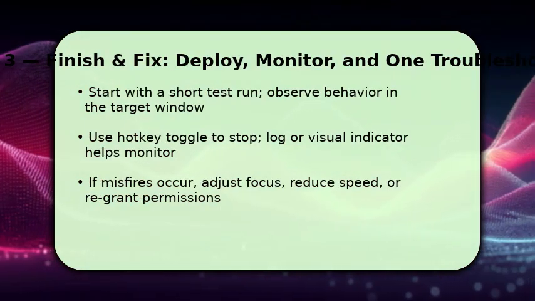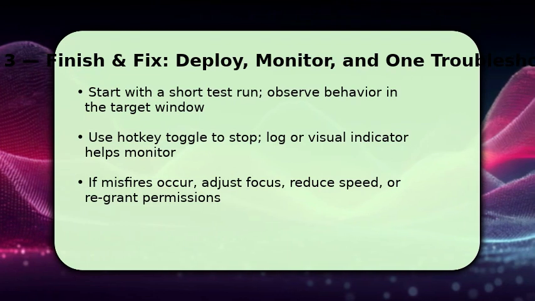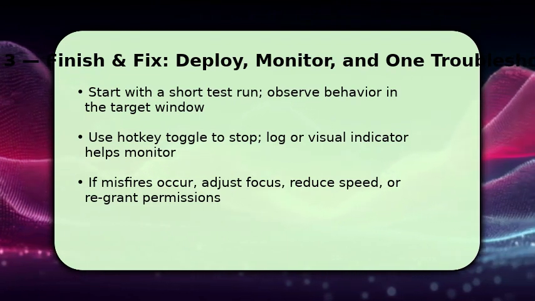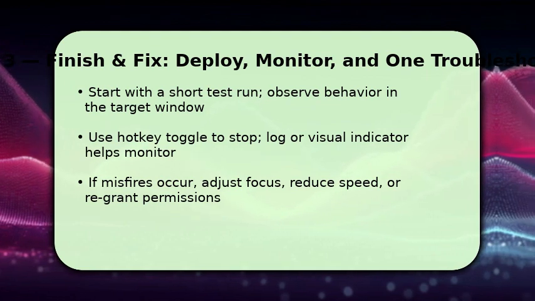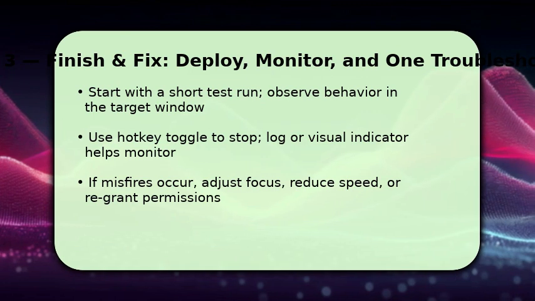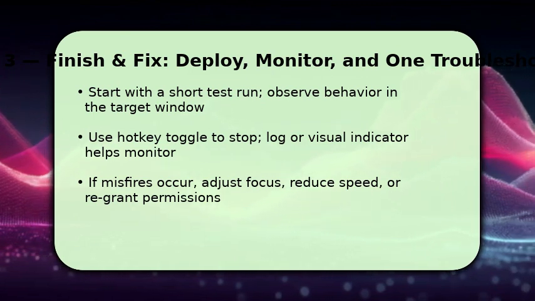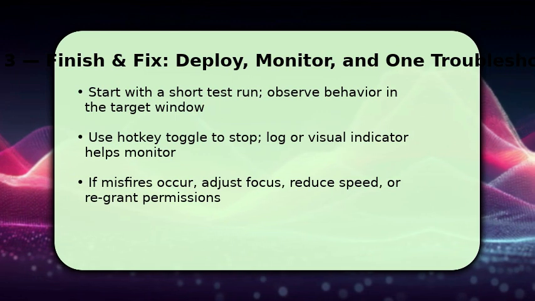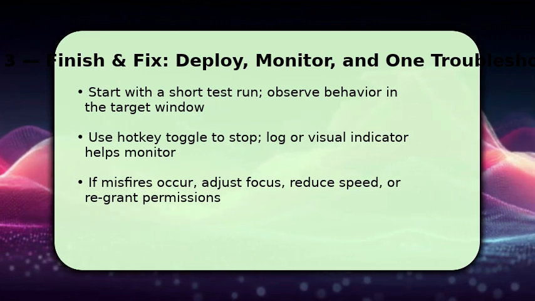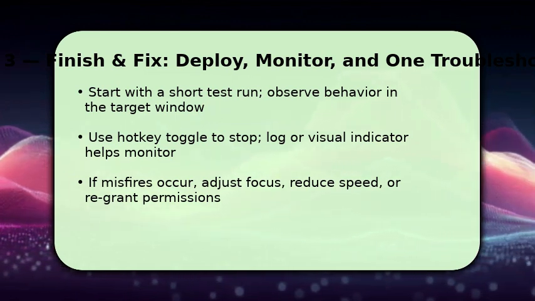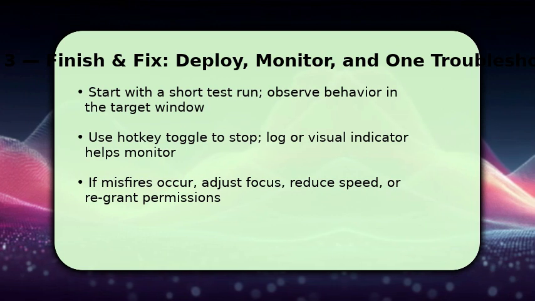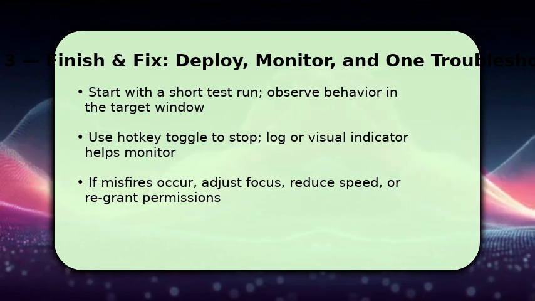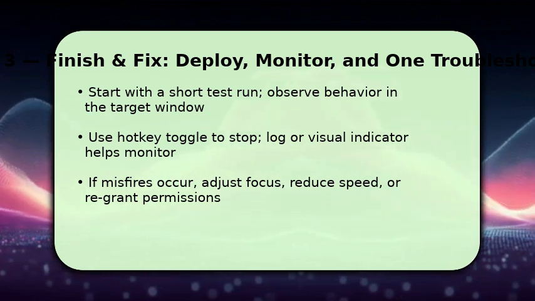Finally, preview the sequence in a dry run so you verify timing and behavior before you finish by running and monitoring the presser and then resolving common errors. Begin with a short test run so you can watch the behavior and confirm the right keys land. Use the configured hotkey toggle to stop immediately if something goes wrong, and keep an on-screen indicator or log enabled so you can audit presses. If presses fail, make sure the target app has focus, lower the speed to reduce conflicts, and re-grant input permissions. That single troubleshooting step fixes most issues.